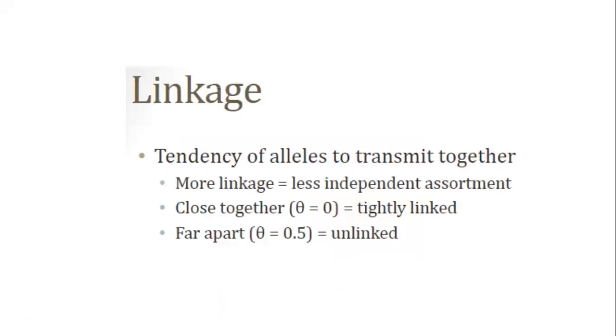Now let's talk about what is linkage. Linkage is the tendency of alleles to be transmitted together. When there is more linkage, there is less independent assortment. When they are close together, theta is 0, and this means they are tightly linked. When they are far apart, theta can be as high as a maximum of 0.5, and this means they are unlinked.